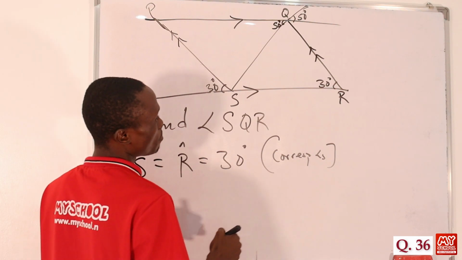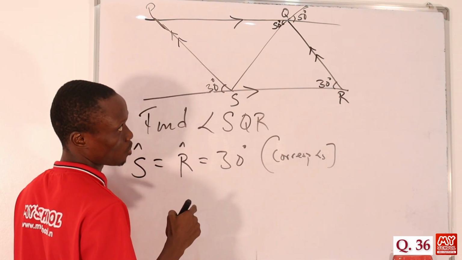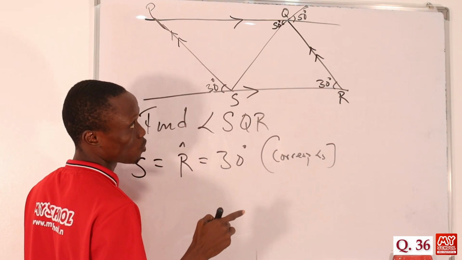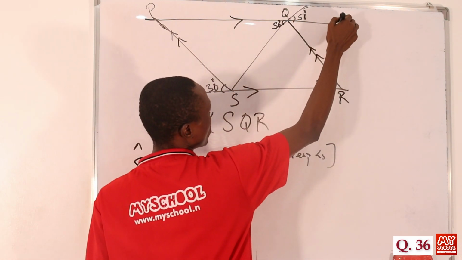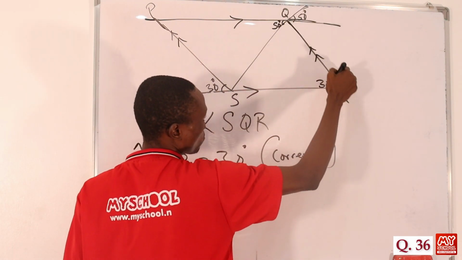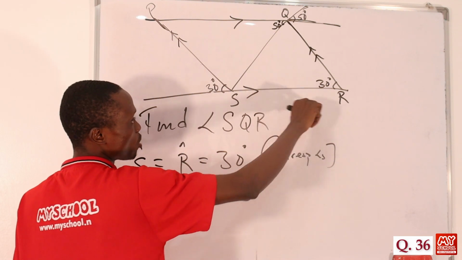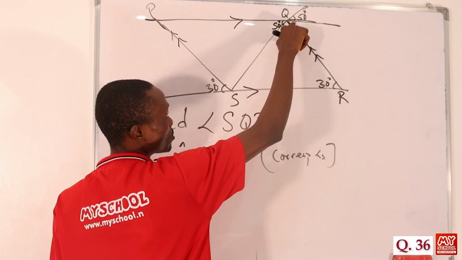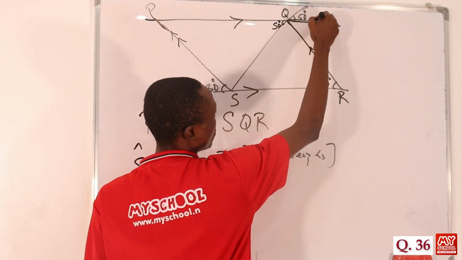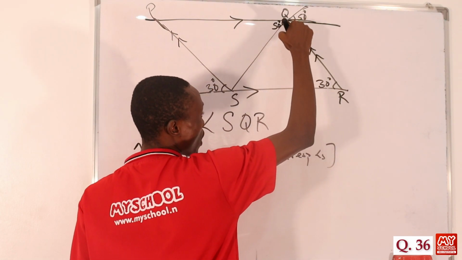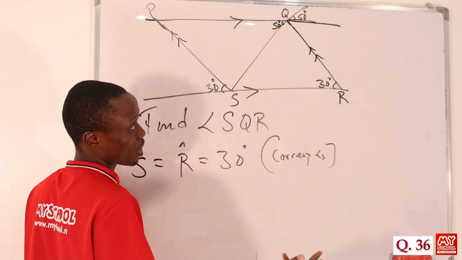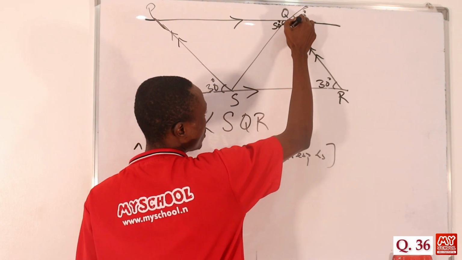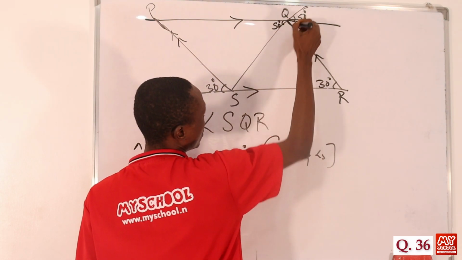Now remember your Z angle, alternate angles. Remember the alternate angles too are equal. So if you draw this line like this from here to this part, this way you'll have your Z angle. So the angle here is equal to the angle here. Now take note of this. It's equal to the angle here. And what is the reason? Alternate angles are equal. So this place is also equal to 30 degrees.